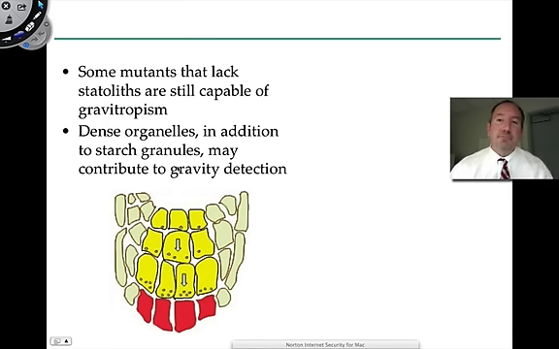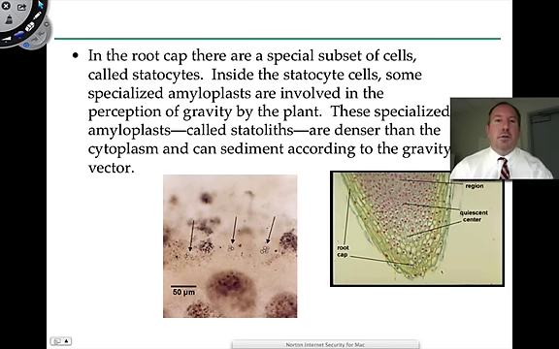And what's a little complicated is that there are some mutant plants that lack these, but they're still capable of growing towards the earth. So it's kind of tricky, but it might be not just these leucoplasts, but organelles in general, especially the more dense ones, pushing down on the membrane. Now what's that doing, pushing down on the cell membrane?